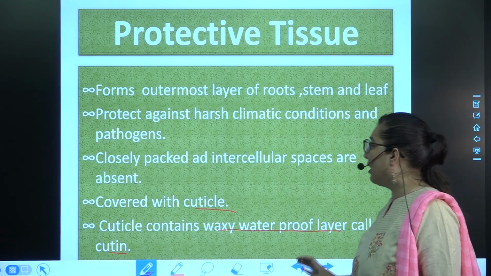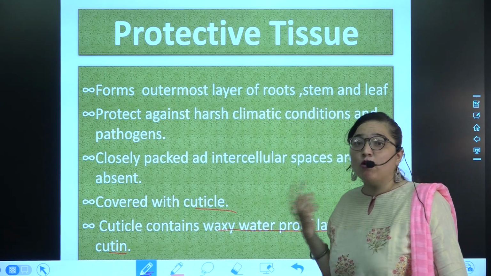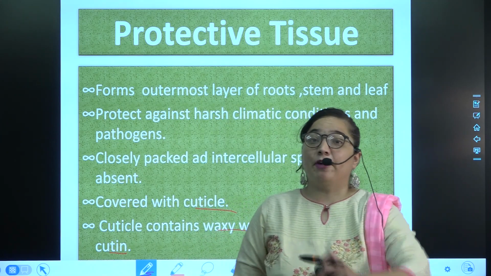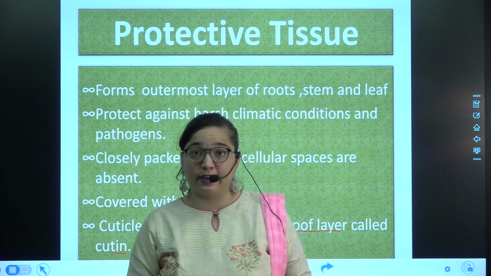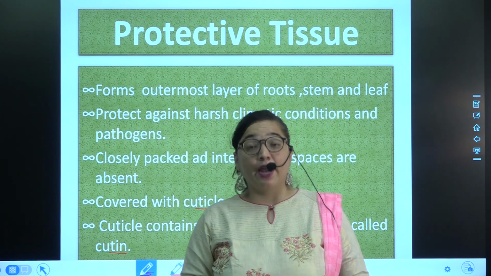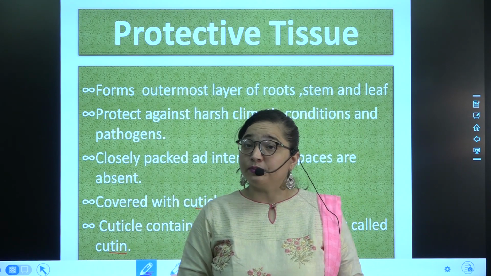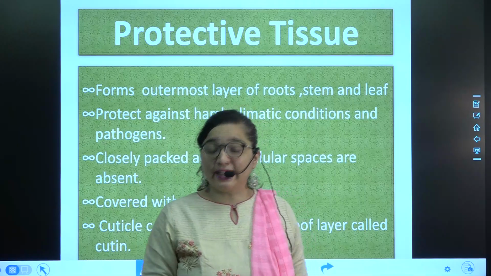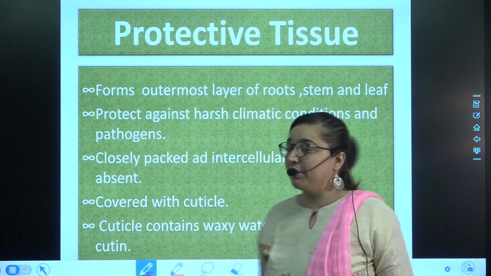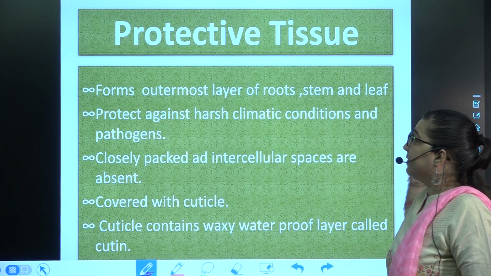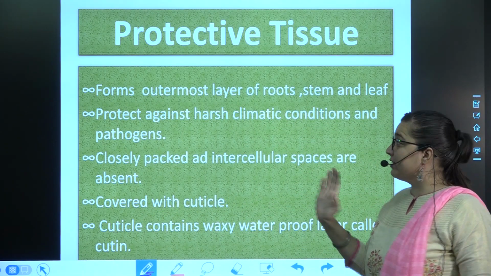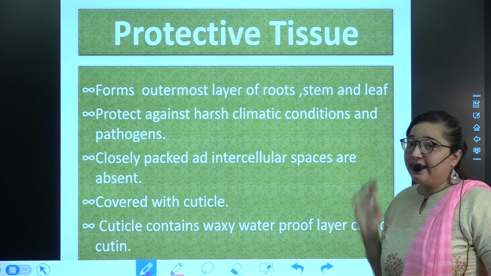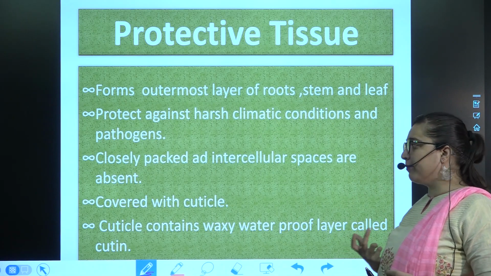Once again, important point: it is the outer layer, the protective layer. Try to apply your brain and think: protect means it is going to protect. How is it going to protect the plant? It is going to protect the plant through the help of the protective tissue. That is the function of the protective tissue. They form the outer layer of roots and stems, and protect against harsh climatic conditions or any pathogens.